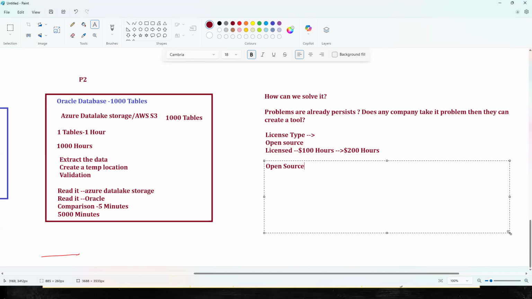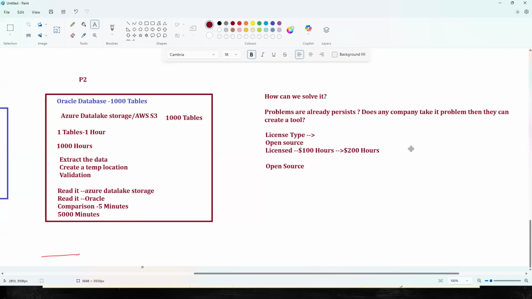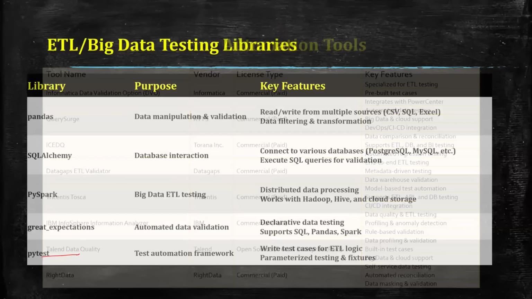Even if you go with Talend Data Quality, it is open source and free if you are using it individually, but at the enterprise level it is going to be paid. In every office, people are using commercial tools only. So each use case and each problem statement is going to be different. That is where you should learn. You should go with open source.